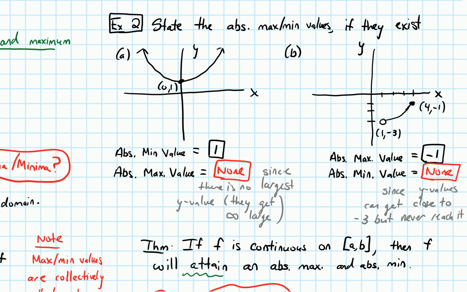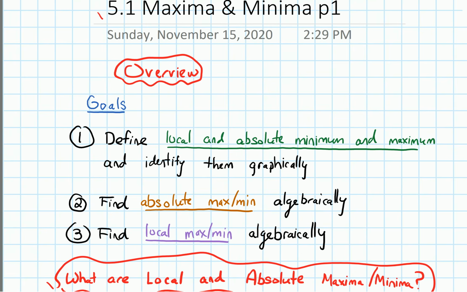In the next video, we'll go over a method for when we have a function that is continuous on a closed interval. How do we find the absolute max and the absolute min values? All right, so in terms of our goals, we've defined all of those terms: local mins and maxes, absolute mins and maxes, and we've talked about what they look like graphically. In the next video, like I just mentioned, we'll talk about how to find an absolute max and an absolute min algebraically with some calculus.